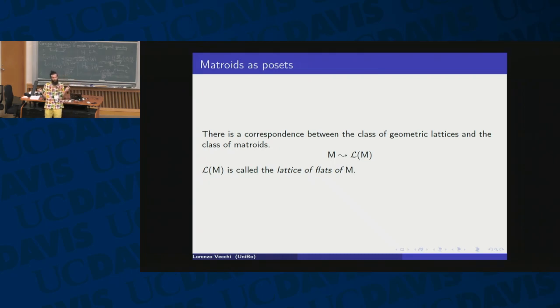Matroids are these objects that abstract the notion of linear independence. So we have bases, circuits, rank functions. And from a matroid, you can build a poset. This is called the lattice of flats of the matroid. And it turns out that this lattice of flats is always a geometric lattice. So for the purposes of this talk, matroids, lattice of flats, and geometric lattices will be equivalent terms, because we can study matroids through their lattice of flats.